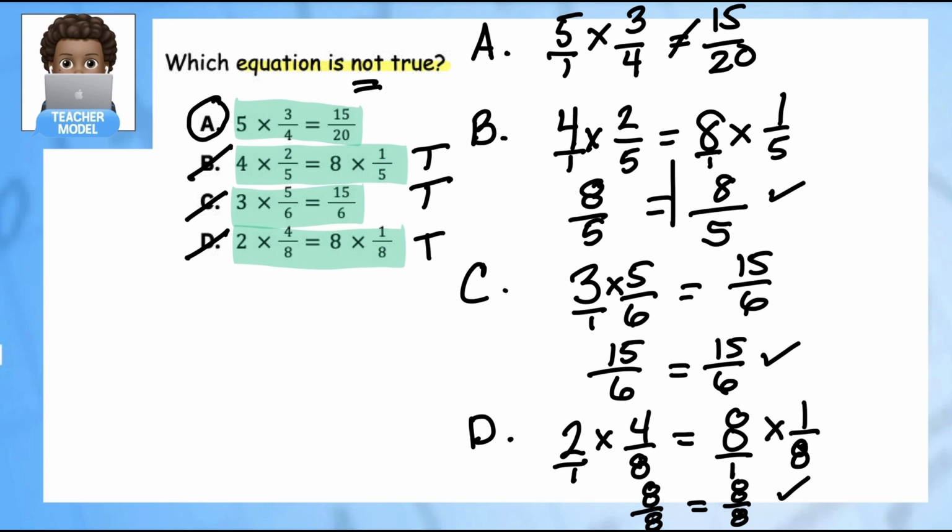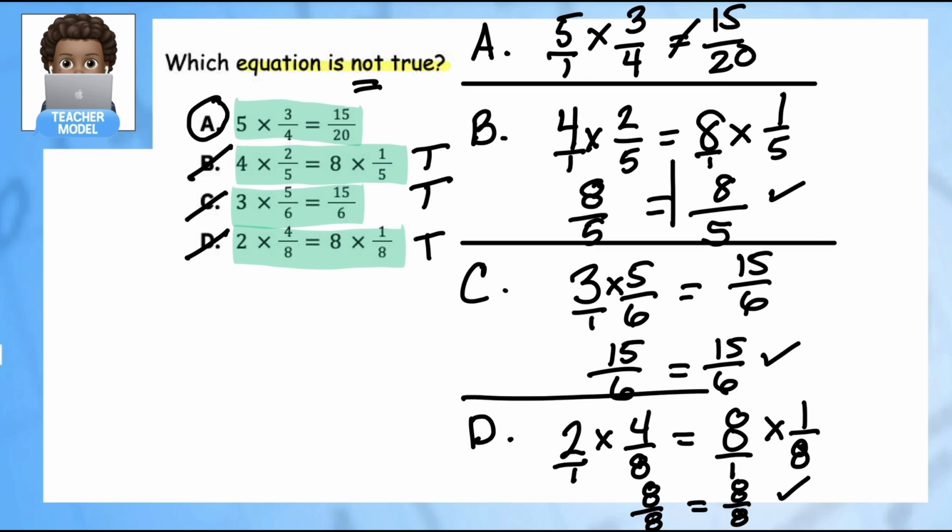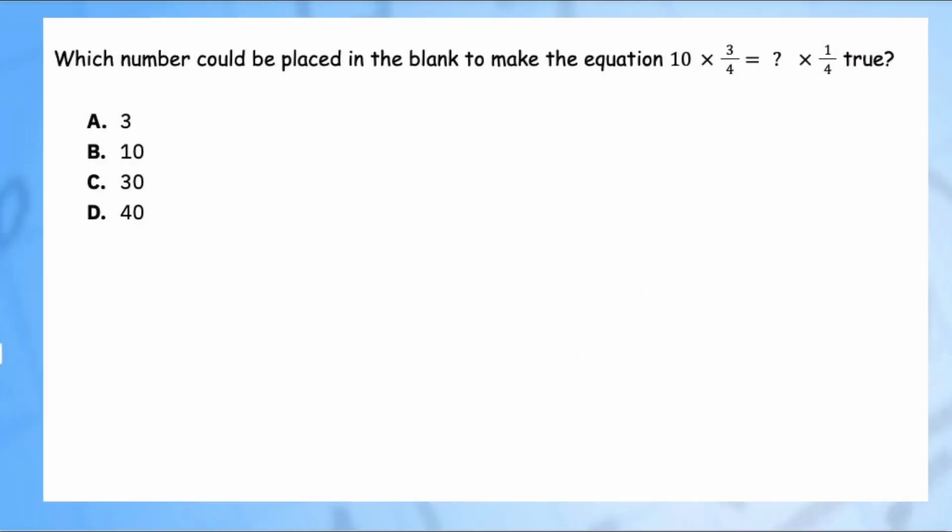Let's hit pause so you can jot this down into your notes. I'm also going to draw a line here so it's easier to separate the choices. Alright, here's our last guided practice for you to try on your own. Which number could be placed in the blank to make the equation true? So 10 times 3 over 4 is equal to some number times 1/4. And this has to be a whole number. So a whole number times 1/4. Hit pause and work this out. We'll reveal the answer in 10 seconds.